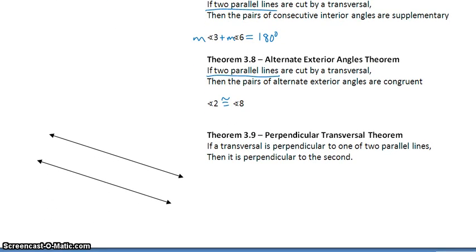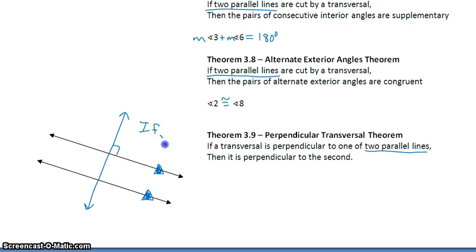The last theorem that we're going to go over is the perpendicular transversal theorem. The perpendicular transversal theorem has one big long if statement. If a transversal is perpendicular to one of two parallel lines, well, this is where I need to start. Two parallel lines is part of my if statement. These two lines have to be parallel in order to use the perpendicular transversal theorem, and I have to have a transversal that is perpendicular to one of those lines. So I'm going to draw in a transversal and make it perpendicular to one of those lines.